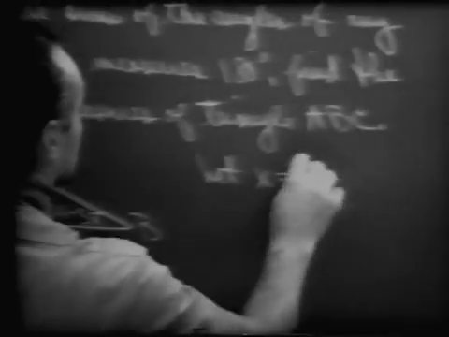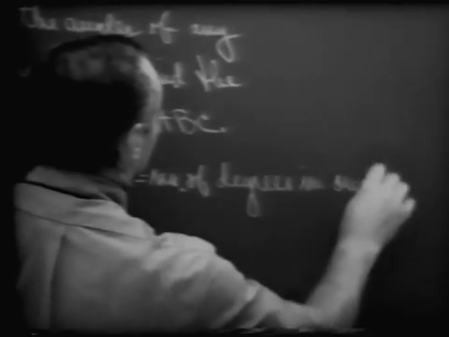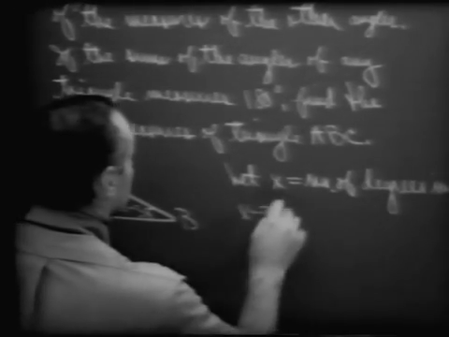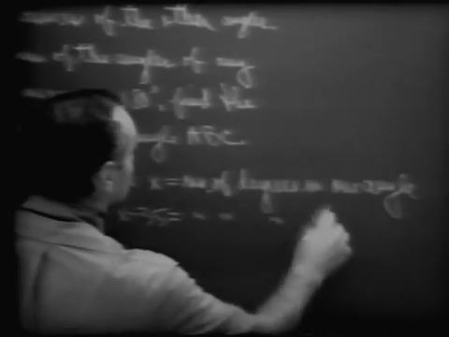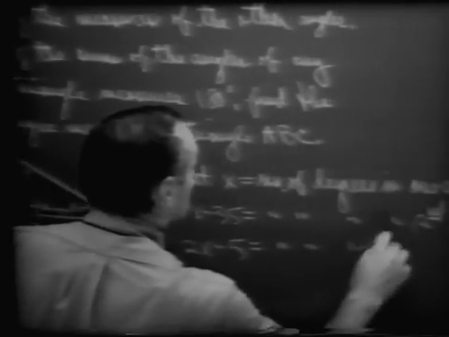Let's let x be the number of degrees in one angle. All right, I won't identify it by A, B, or C. What then is the number of degrees in a second angle? And we're told from the original problem it's 35 degrees less. So Brenda says x minus 35 is the number of degrees in the second angle. Now what then is the number of degrees in the third angle? And Sally says 2x minus 5 is the number of degrees in the third angle, okay?